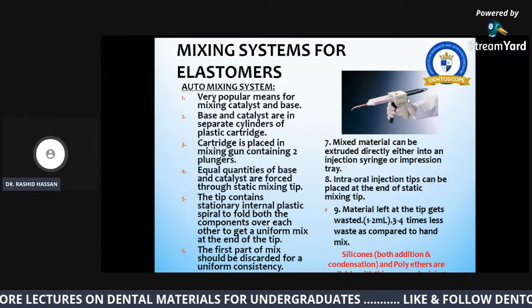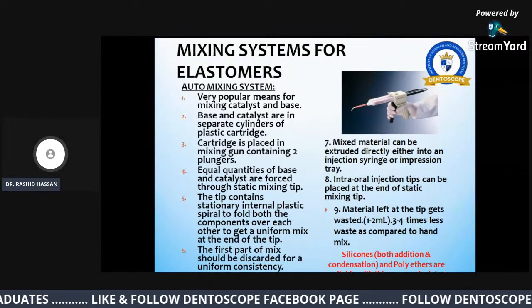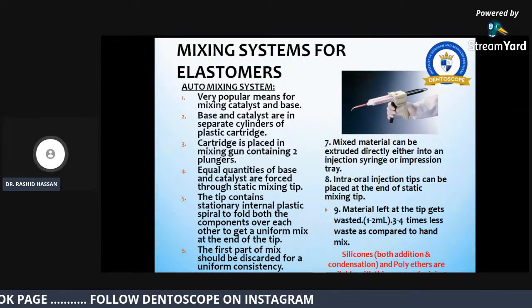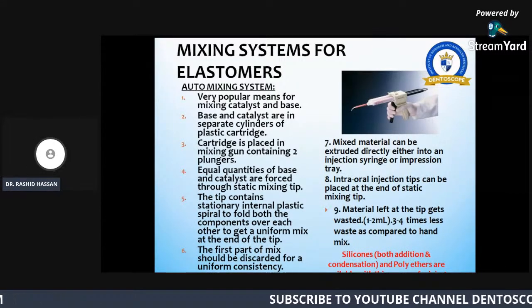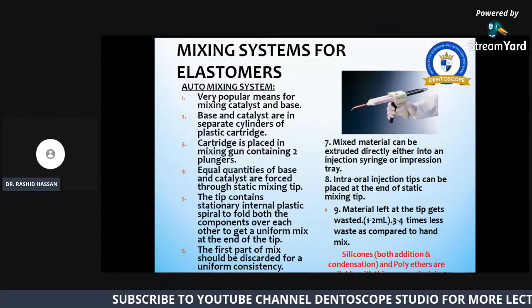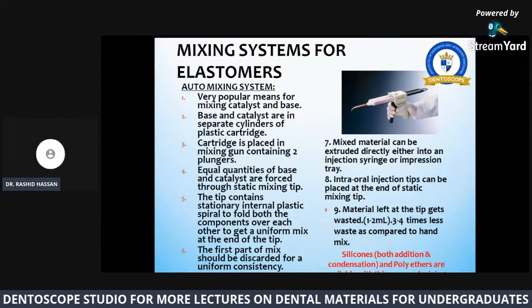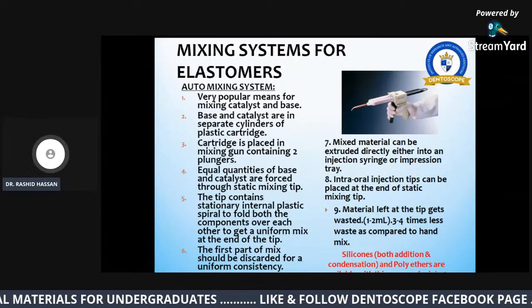So let's go through this process. It is a very popular and most commonly used means for mixing the catalyst paste and the base paste. The base and the catalyst paste, which I told you are in the form of cylinders, in the form of cartridges, are fixed to the mixing gun. The cartridge is placed in the mixing gun containing two plungers.